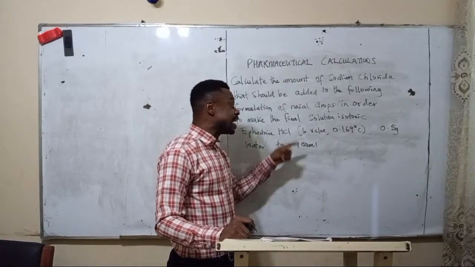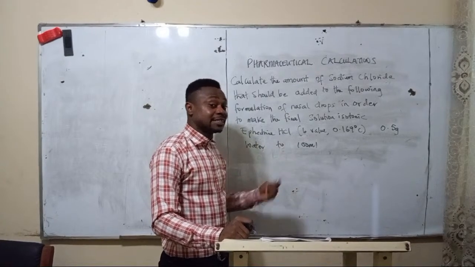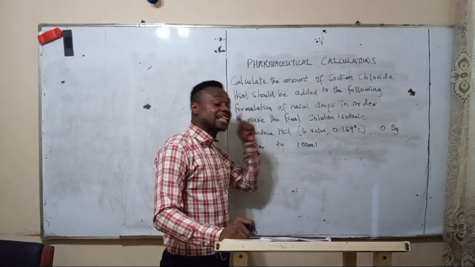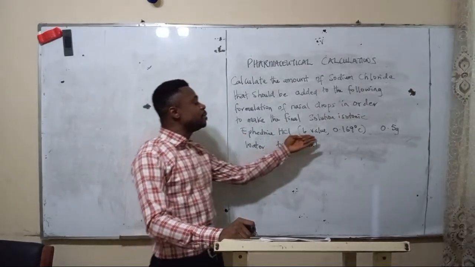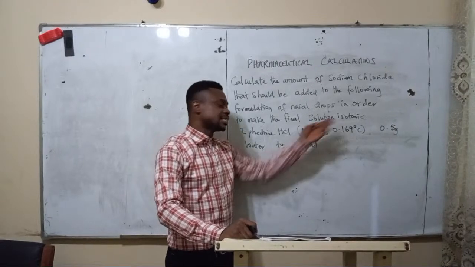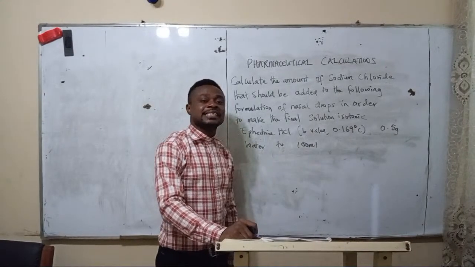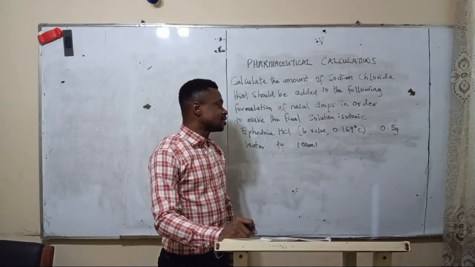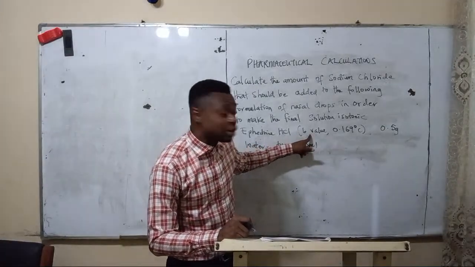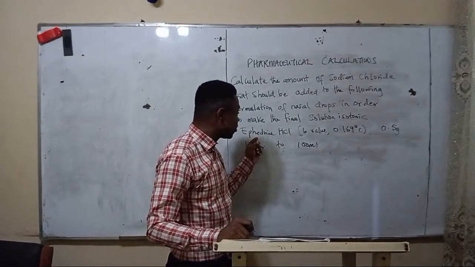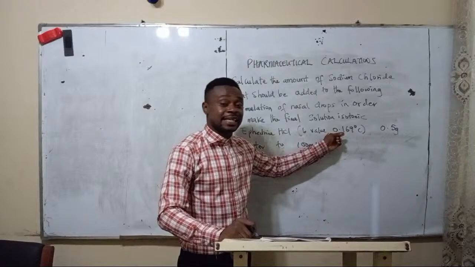That means we need to find out what we need to do. We need to determine the amount of sodium chloride to be added to make it isotonic. Now, to determine if this is isotonic, we have our B value to be 0.169 degrees Celsius. That means 1% of this causes 0.169 degrees Celsius depression. Since 1% is 1 gram in 100 ml, 1 gram of this ethylene hydrochloride in 100 ml will depress the freezing point by 0.169 degrees Celsius.